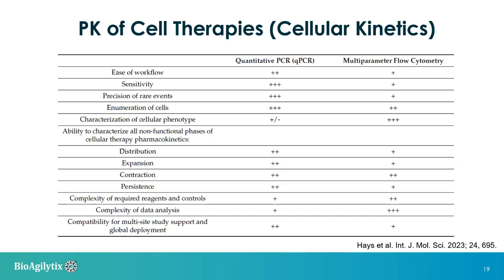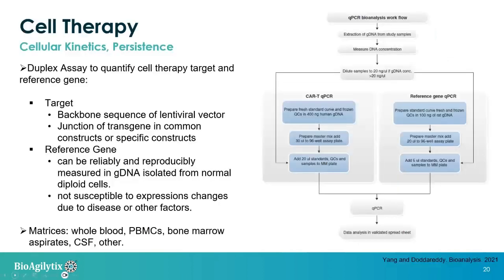For quantitative PCR, on the other hand, you can't get that level of information, but the major advantage is that quantitative PCR assays are more sensitive, and they allow for the ability to detect very low copy numbers with greater precision to help understand and characterize the persistence of the cell therapy in circulation. So both can be used. And I'm going to focus on the molecular application here.